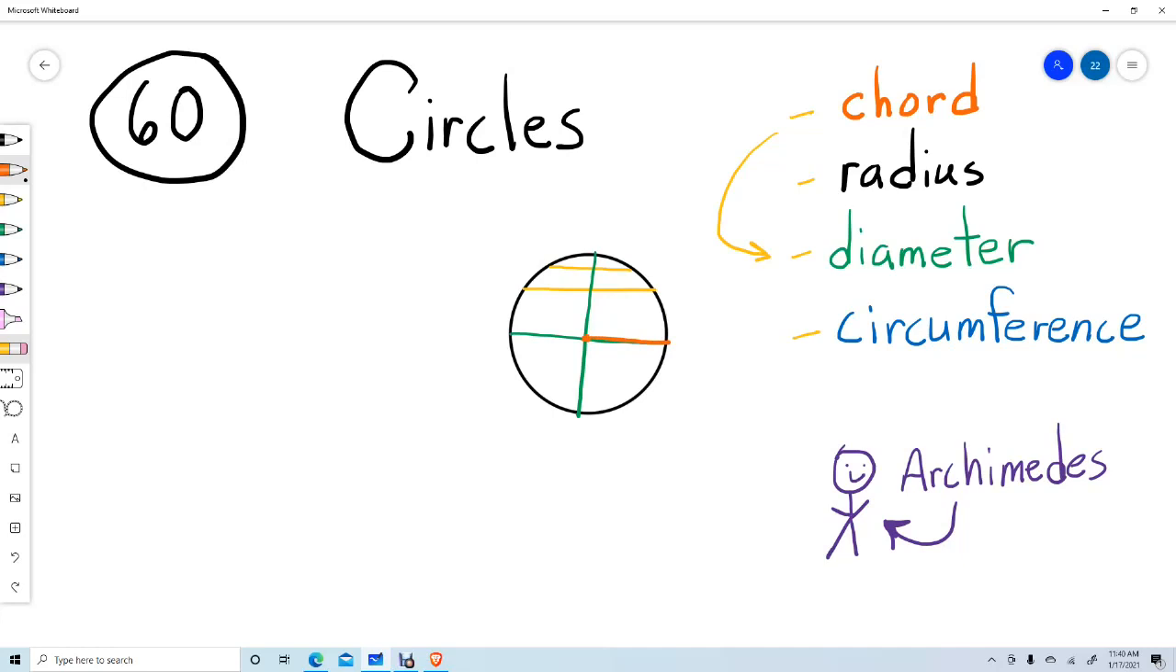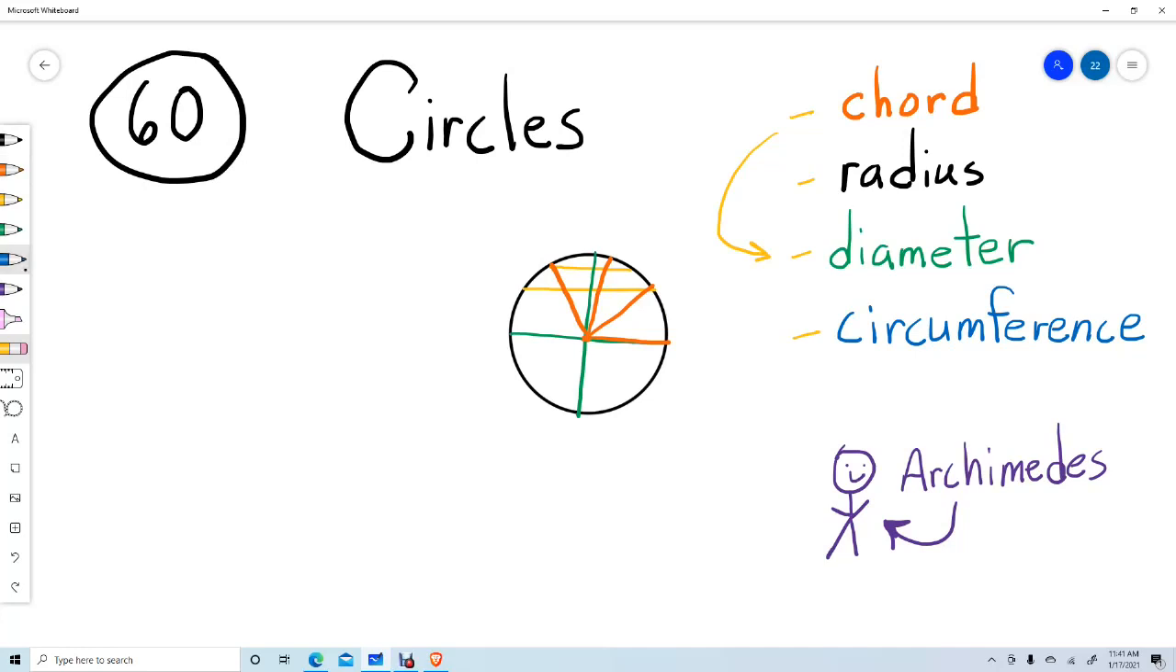So diameter is all the way from one side to the other, and a radius is from the center of the circle out to any point on the edge. Any of these would be a radius, going from the center out to the edge. There's many potential lines that would represent a radius, okay? So the diameter in distance is always going to be exactly twice as much as a radius. The diameter is twice as long as the radius.